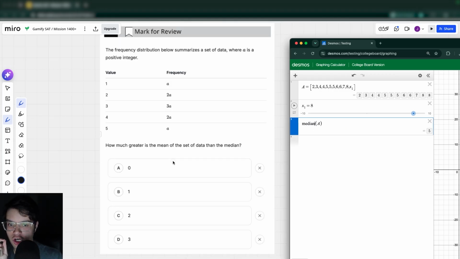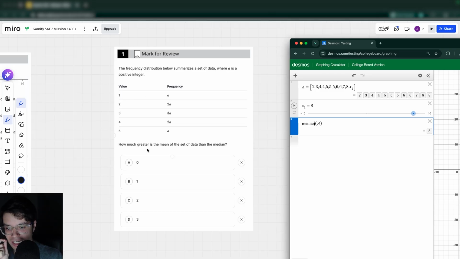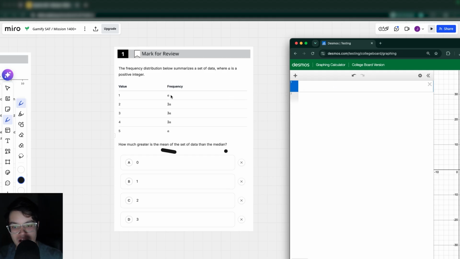Frequency table. So we have values here and the frequency. It says how much greater is the mean of the data set than the median. I could plug in a random number for A, so I could say A is equal to 1. So there's one instance of 1, 2 instances of 2, 3 of 3, 2 of 4, 1 of 5. That would work, we could try it out and get a great answer. But remember, we're trying to solve these the easiest way possible. And sometimes the easier way will be even easier than that.